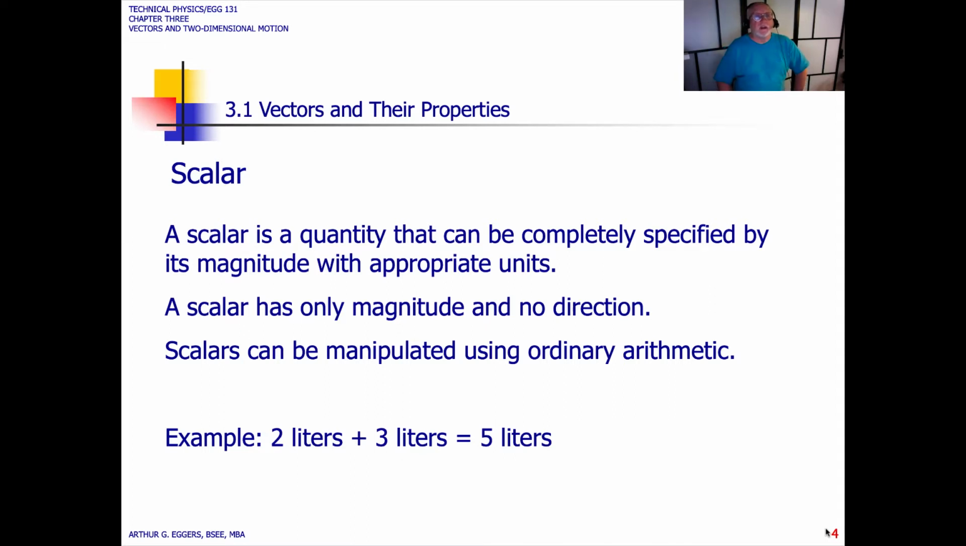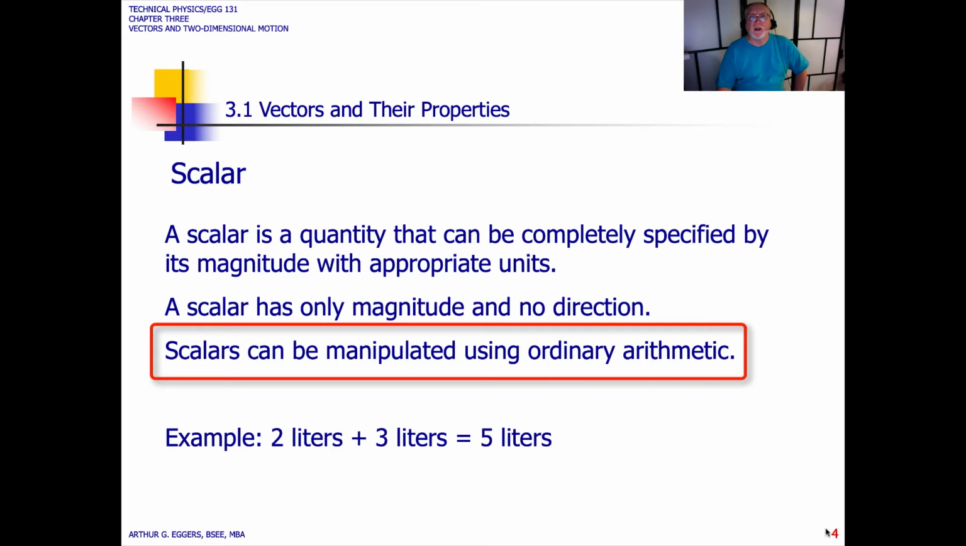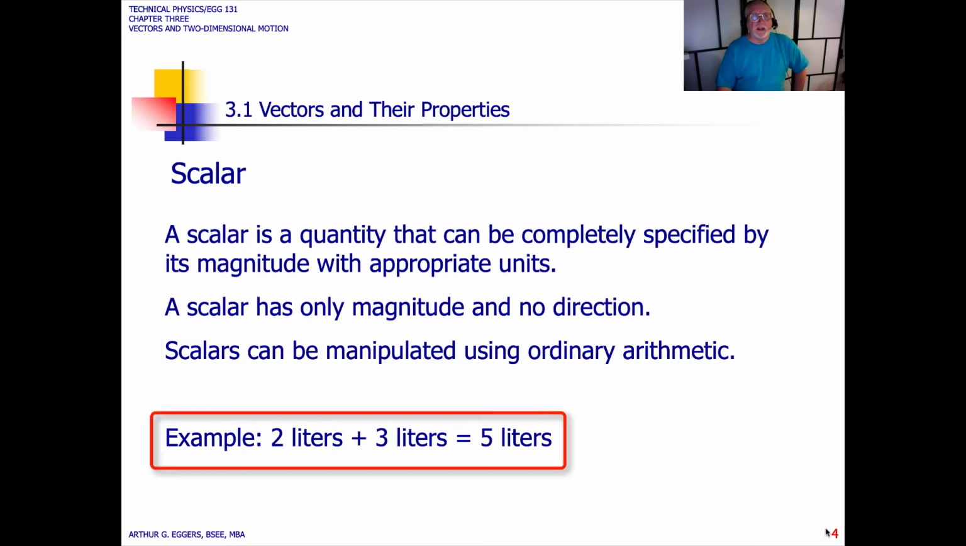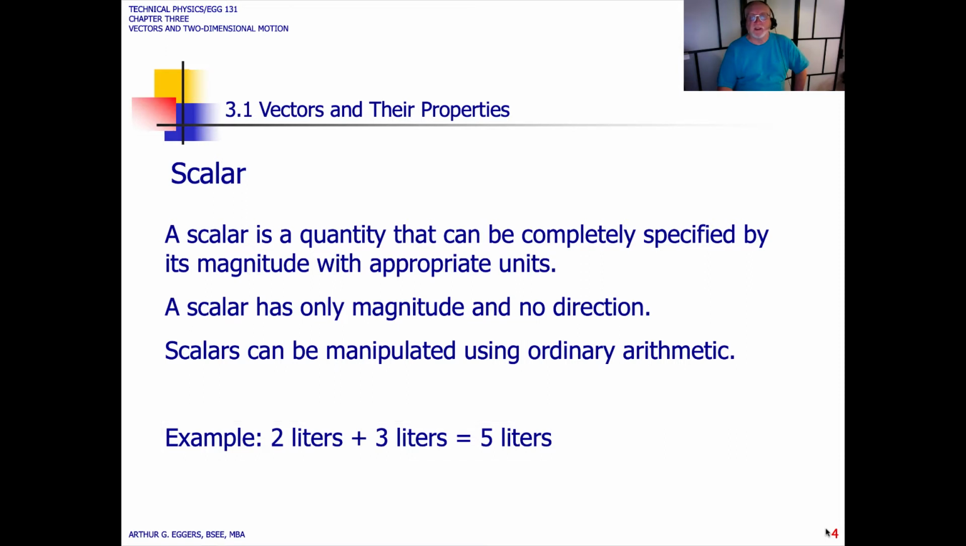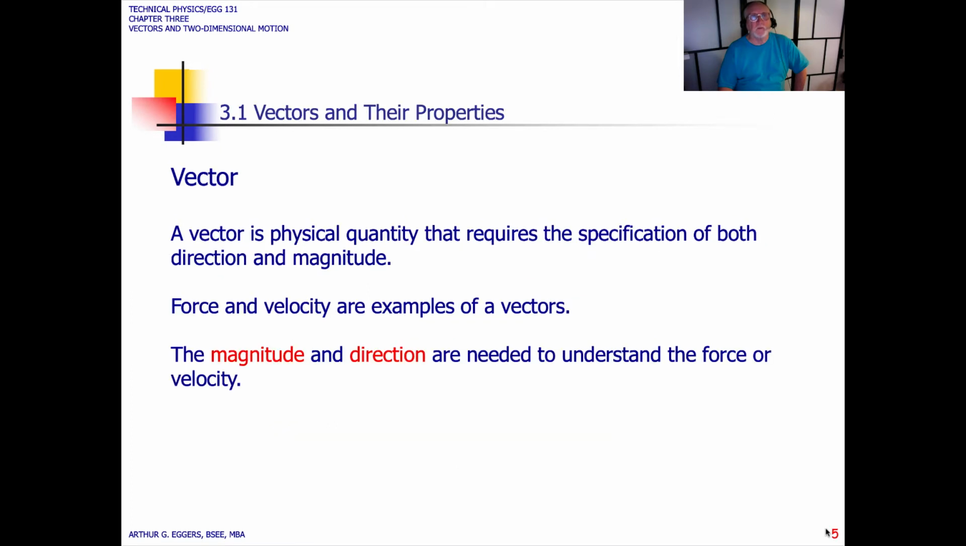What direction was it going? So we're going to differentiate now between scalars and vectors. Scalars can be manipulated using ordinary arithmetic. For example, liters is a scalar. 2 liters plus 3 liters is 5 liters. There's nothing more than magnitude represented here.